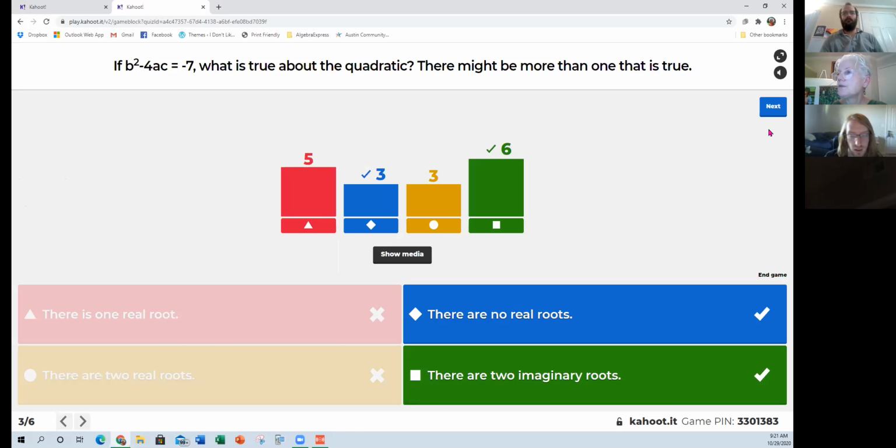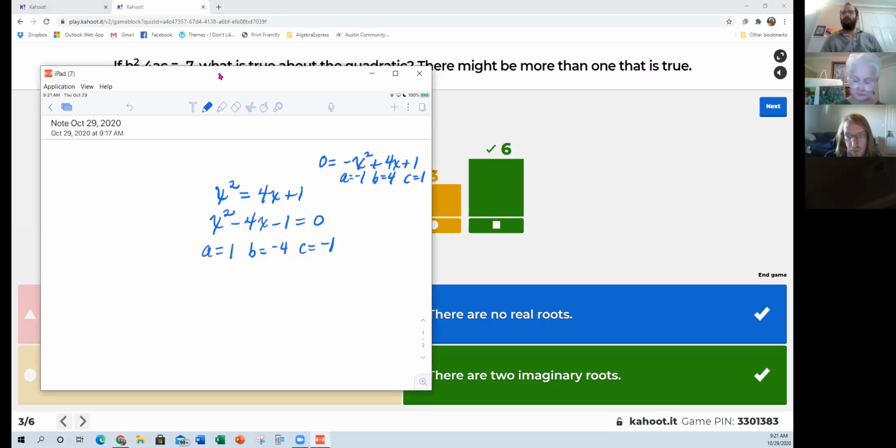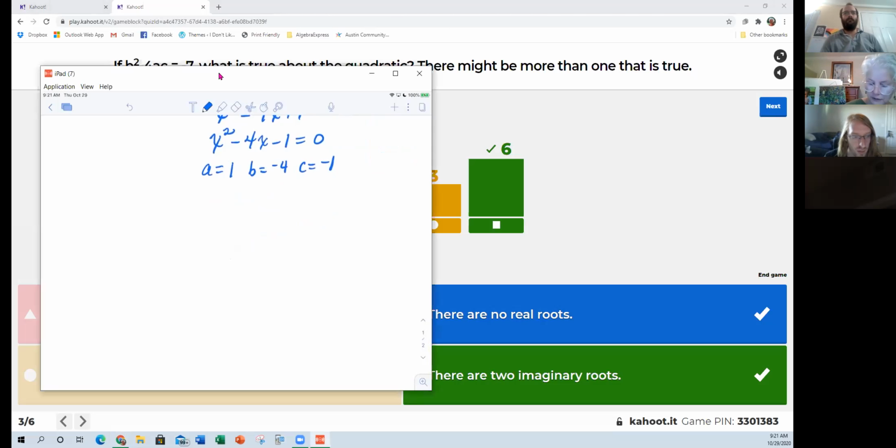Okay, if b squared minus 4ac is negative 7, we know the quadratic formula is x equals negative b plus or minus square root b squared minus 4ac all over 2a. And yes, you do need to memorize that. So that means that we're going to have, we don't know what the rest of the stuff is, plus or minus the square root of negative 7 over 2a. We know that anytime we have the square root of a negative, that's going to be imaginary. So these are going to be two imaginary roots.